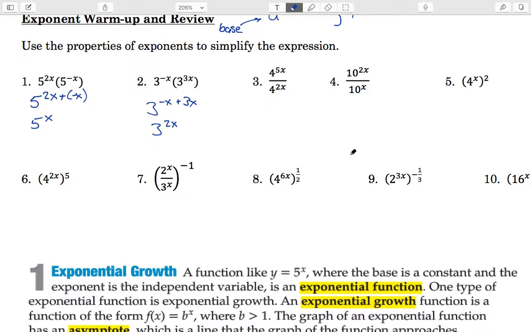Just the opposite in numbers 3 and 4: when you divide powers with the same base, you subtract their exponents. Sometimes you would say that these just cancel, but technically you subtract their exponents. So 5x minus 2x is going to be 4 to the 3x.